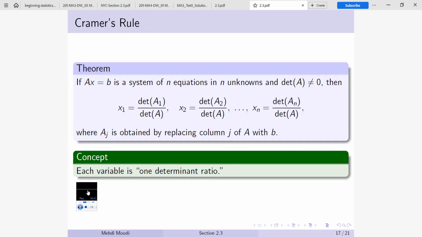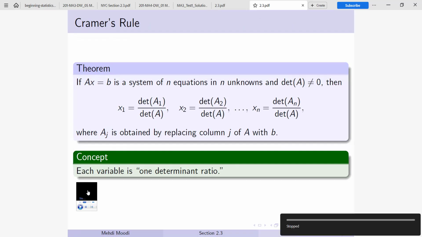Cramer's rule says each variable is a fraction of two determinants. It's elegant, but not always practical for big systems. Think of it like solving a problem with a fancy sword. Impressive, but you don't bring it to every fight.